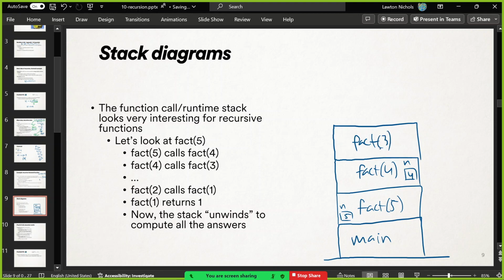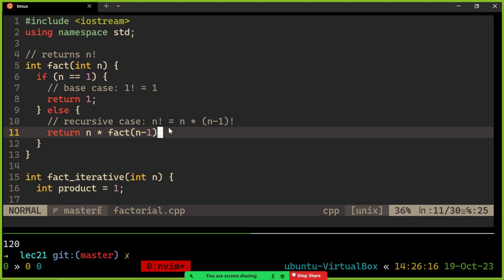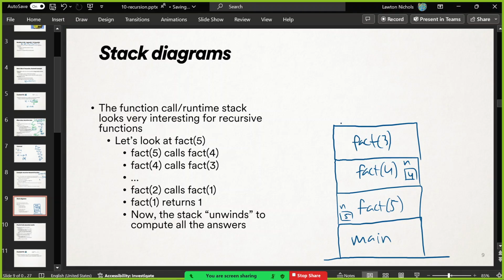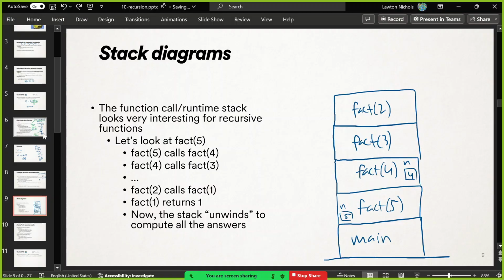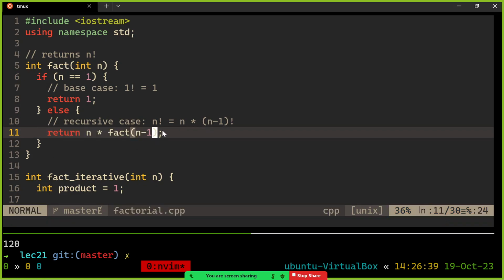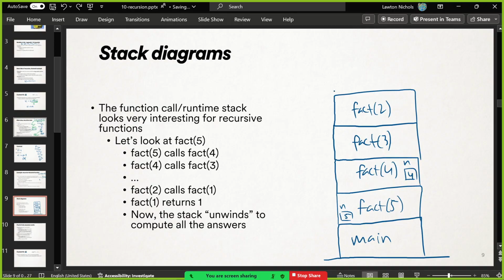Fact of 3. And then fact of 3 is going to try and return its 3 times fact of 2. Doesn't have that, it has to go and ask for it. Calls fact of 2. These are all functions running. They're all sitting on this line right now. Every one of those functions is sitting on this line waiting for the smaller call to finish so that it can return its answer. All right, fact of 2 is running now. It's in the recursive case. It's going to multiply its 2 by fact of 1. So it goes off and calls fact of 1 before it can possibly return.